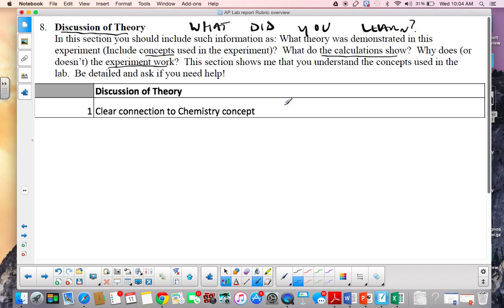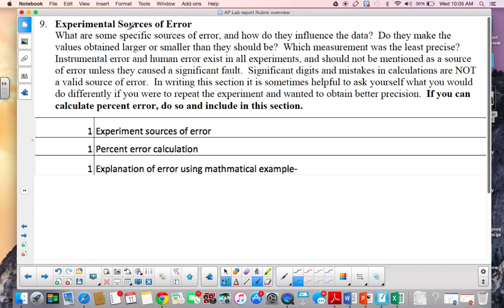Maybe the experiment didn't work so well, you could add that, but really you're proving to me that you understand the chemistry. Be detailed, be specific, and if you're not sure, you can always ask me for help. You get 1 point for a clear connection to the chemistry concept. Always start with basically what's the point of doing the lab, and it goes back to something we obviously learned in lecture.